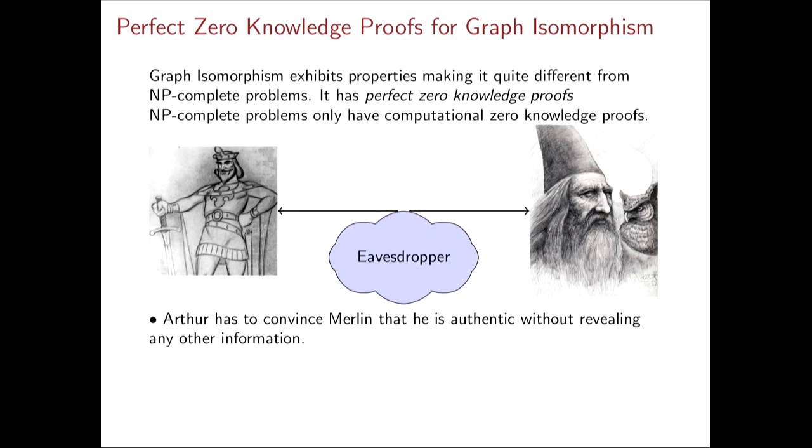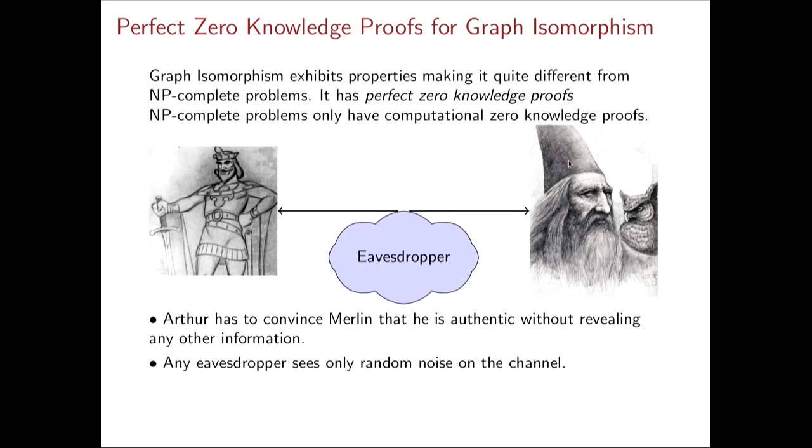And so Arthur has to convince Merlin that he is authentic, but he should not reveal any other information than the fact that he is authentic. So, authenticity without compromising privacy. Zero knowledge proofs, for example, in blockchain technology today are very much back in vogue. They are a very important tool in blockchains.